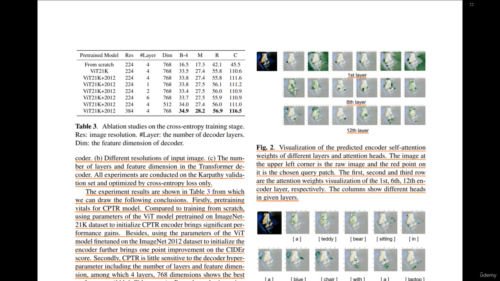So as you can see right here in the middle layer, we have the highest values on the teddy bear, as you can see right here. And then in the last layer, it not only pays attention to the teddy bear, but also to the chair and then the laptop right here.